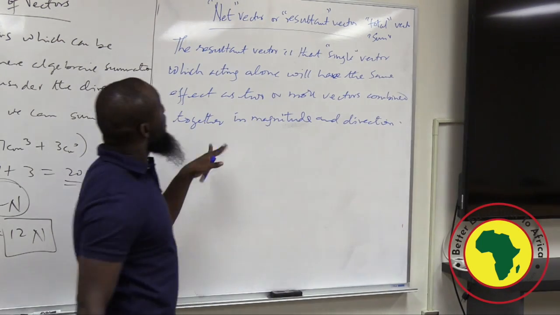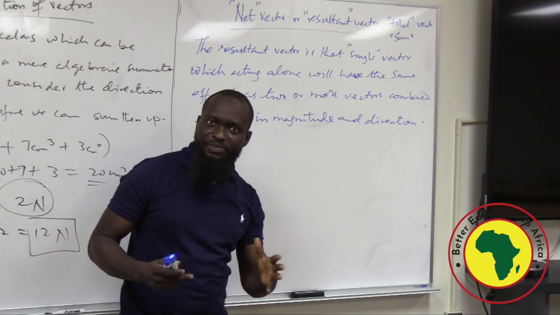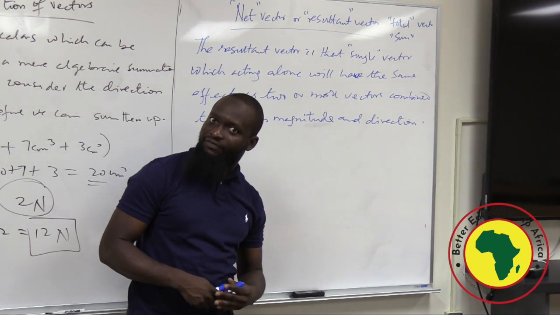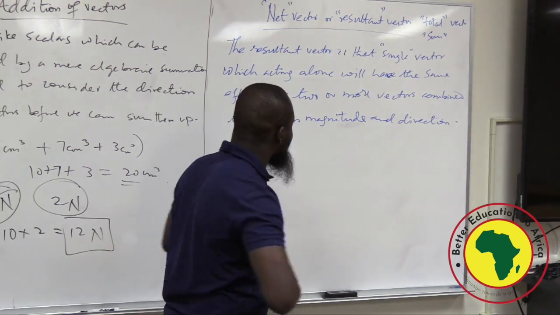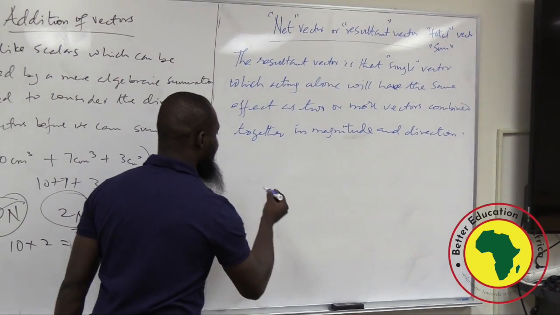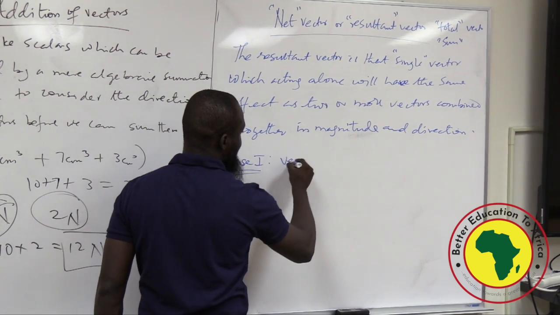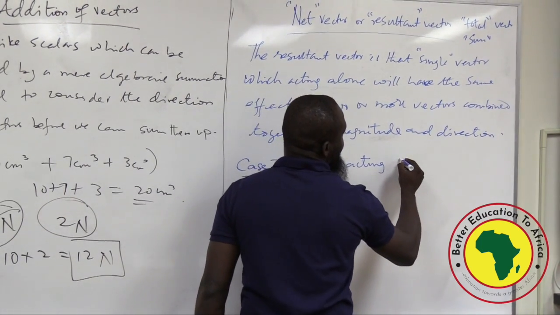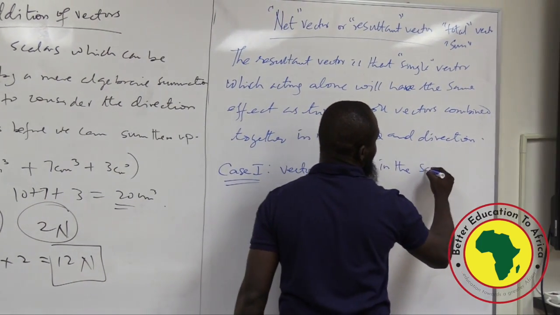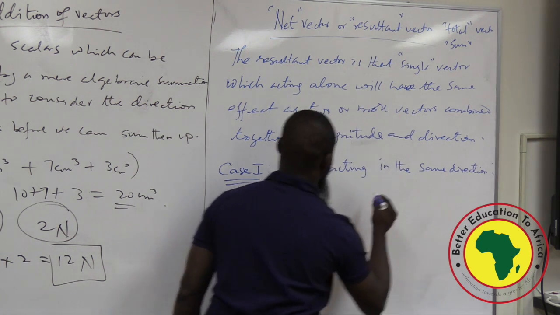So now this is the resultant vector. I will tell you what it means in real life. Now we want to see the addition of vectors, how we add vectors. For addition of vectors, we're going to take cases. Case 1, vectors acting in the same direction. That's the first case, the simplest case.